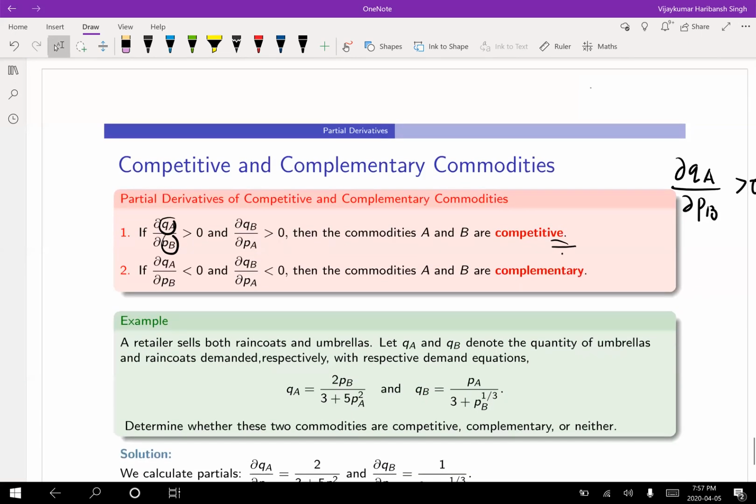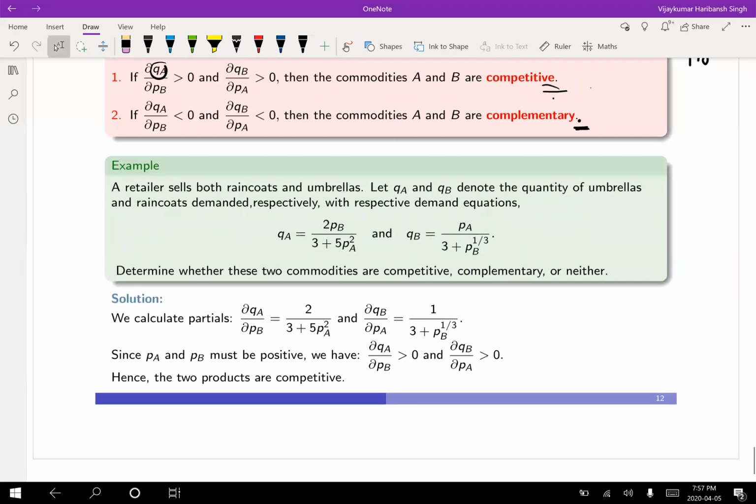Now, what does it mean by complementary? Let's look at this. If PB is increasing, then QA is decreasing. And if PA is increasing, then QB is decreasing. If that happens, then we say the commodities are complementary. So here's another example. Let's check.